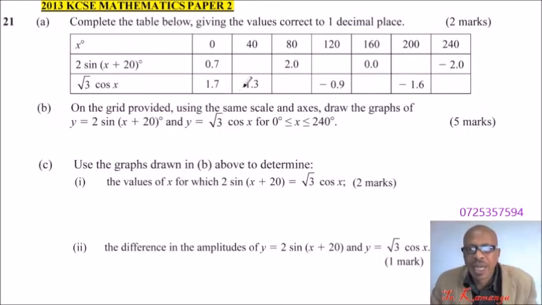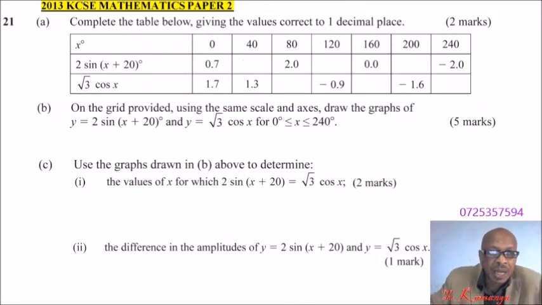So what you do here is you just take your calculator. This value here is missing, so you put 2 sine. Since the value of x is 40 here, 40 plus 20 is 60. So you say it is 2 sine 60, and you'll be able to get 1.7. So here we have 1.7, and that is to one decimal place as indicated.